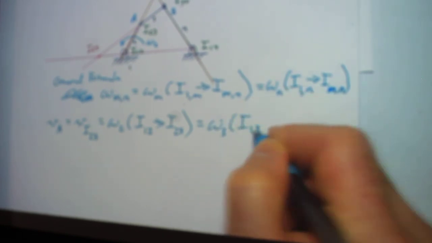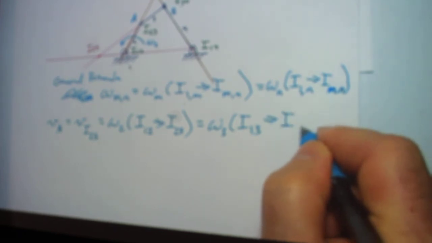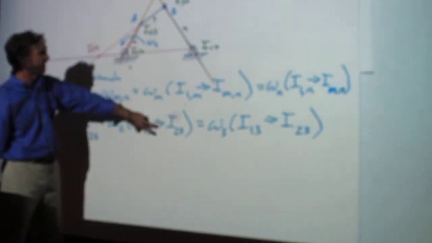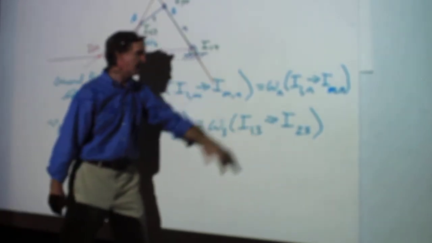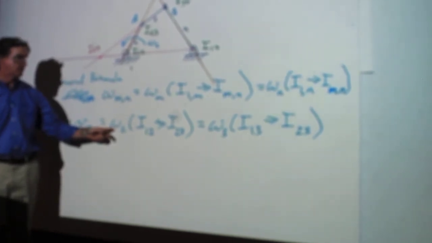So, for the velocity of A, and this is just magnitude, velocity of A equals the velocity of I23, which equals omega 2 times I12 to I23, which equals omega 3 times I13 to I23. So what you do here is you measure this distance here, put that in there, measure this distance here, put that in there. We're given the magnitude of omega 2, so we solve omega 3 from this.